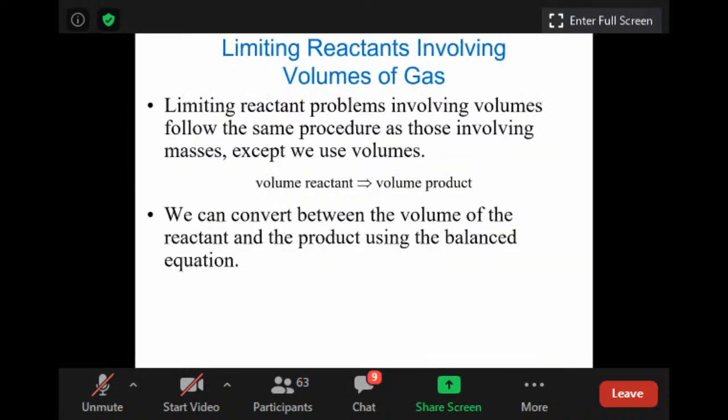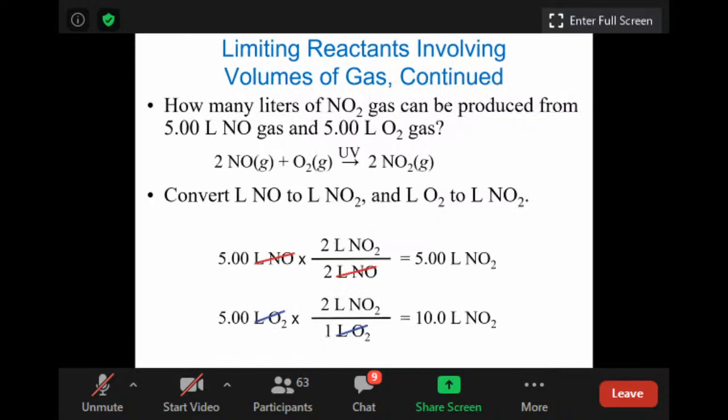So let's come to volumes of gas. Limiting reactant problems involving volumes follow the same procedure as those involving masses, except we use volume in this case. Volume of reactant, volume of product. We can convert between the volume of the reactant and the product using the balanced equation, same concept. Just remember now, stoichiometry takes three forms: mass to mass, mass to volume, volume to volume.